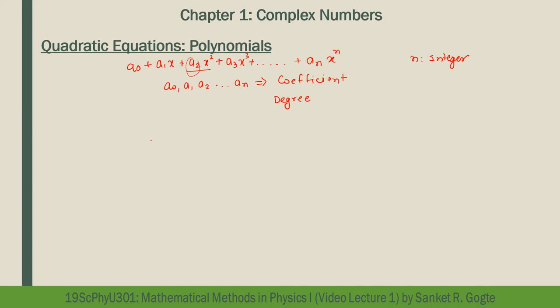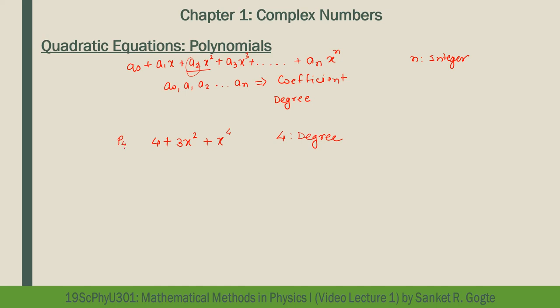Suppose I have a polynomial like this, 4 plus 3x square plus x raised to 4. What is the degree of this polynomial? The degree of the polynomial is 4. The reason is, though we don't have this term here, which is x raised to 3, the highest power of x is 4 with non-zero coefficient, and therefore this is a polynomial of degree 4.